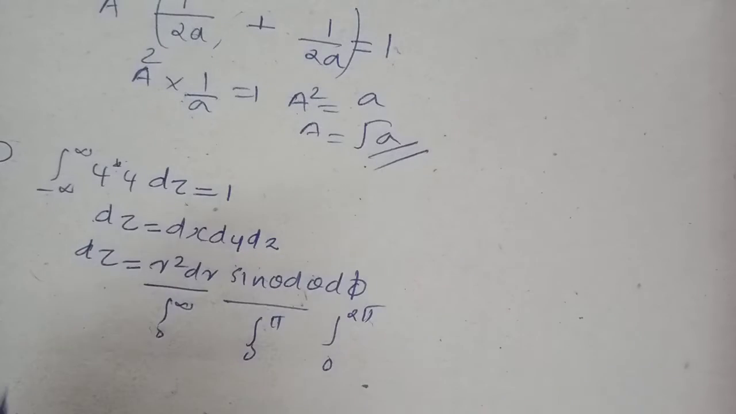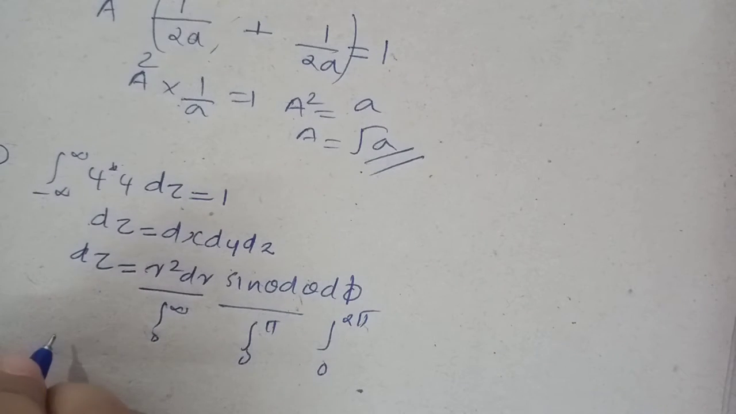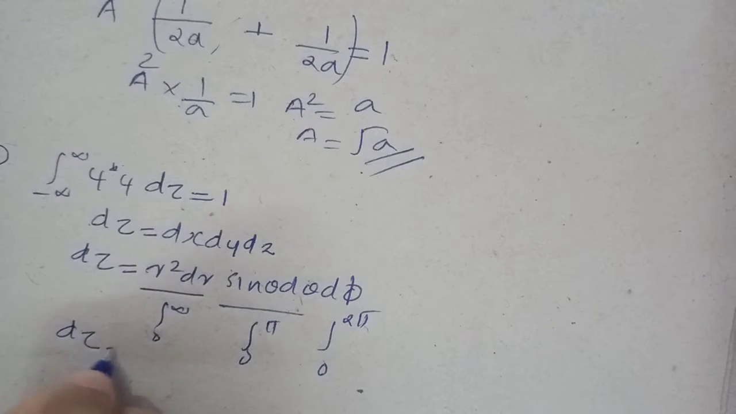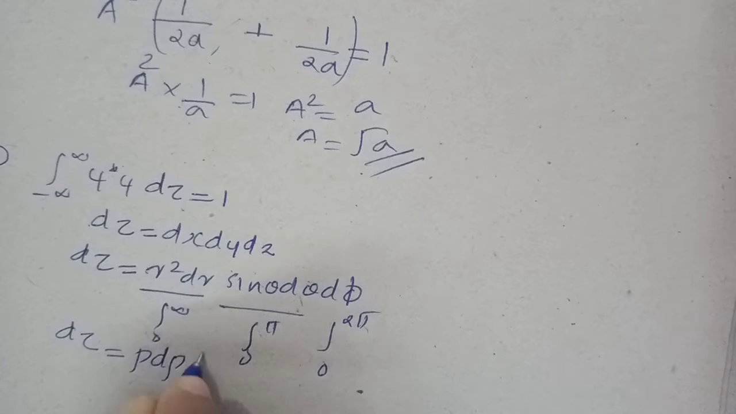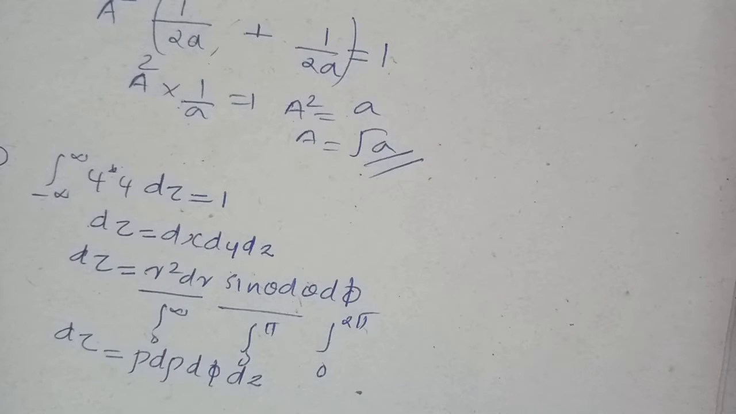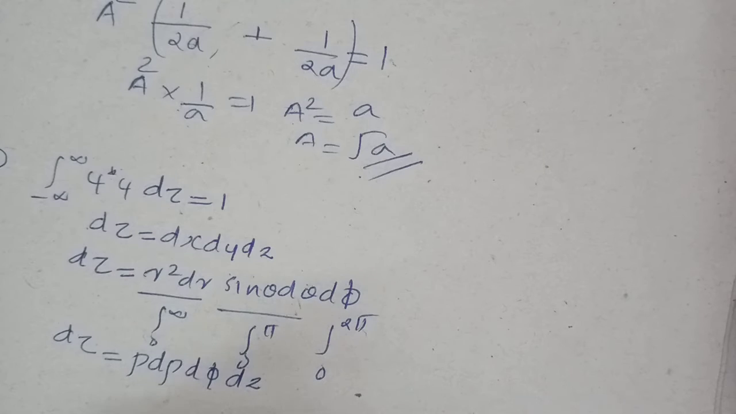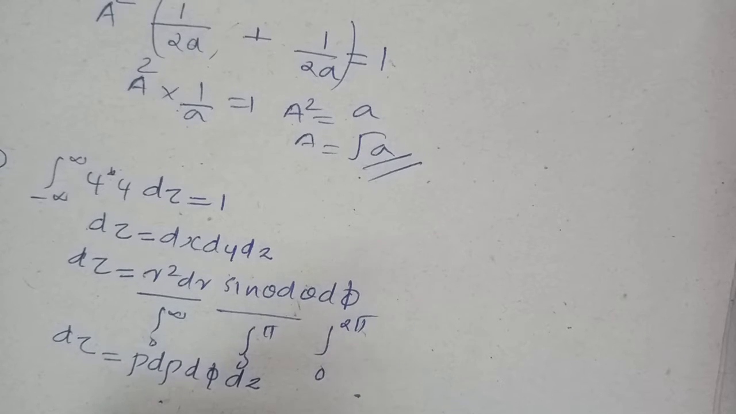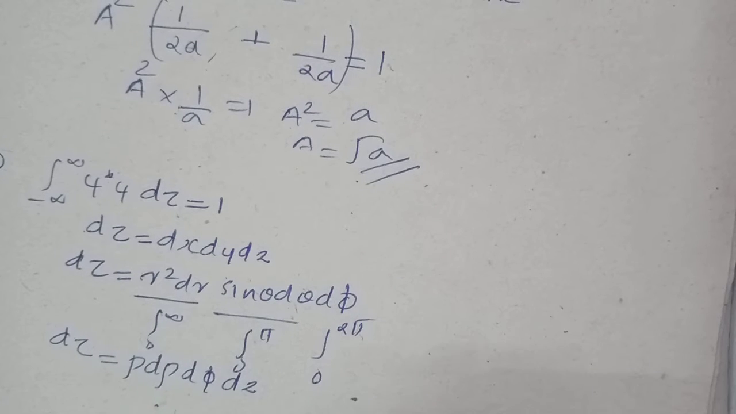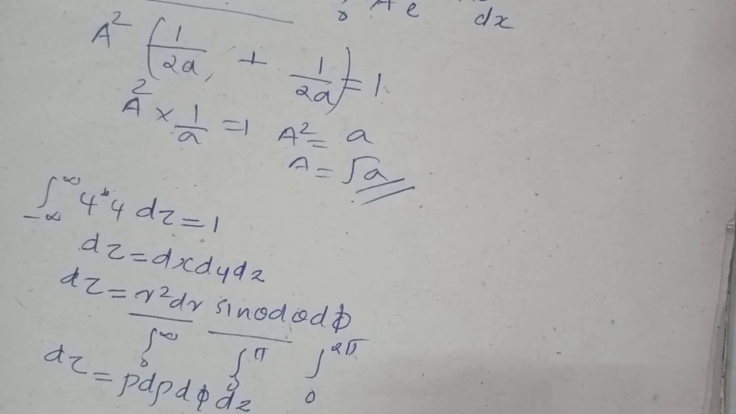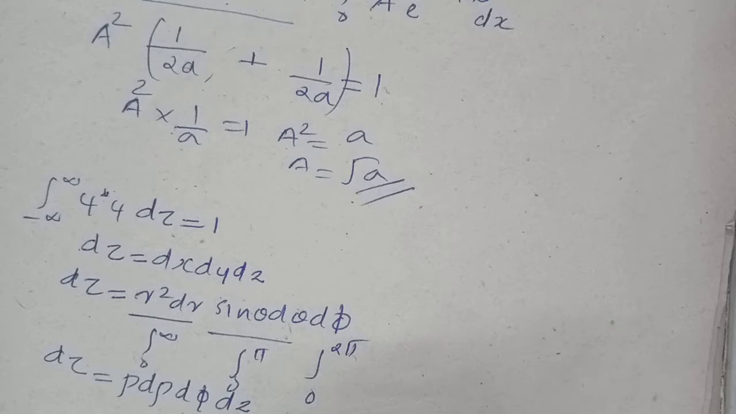And how to express the volume element in the cylindrical coordinate system? That is d tau is equal to rho d rho d phi dz. In which also we have to integrate rho from 0 to infinity, phi from 0 to 2 pi, like that. So this is our volume element in 3-dimensional space.